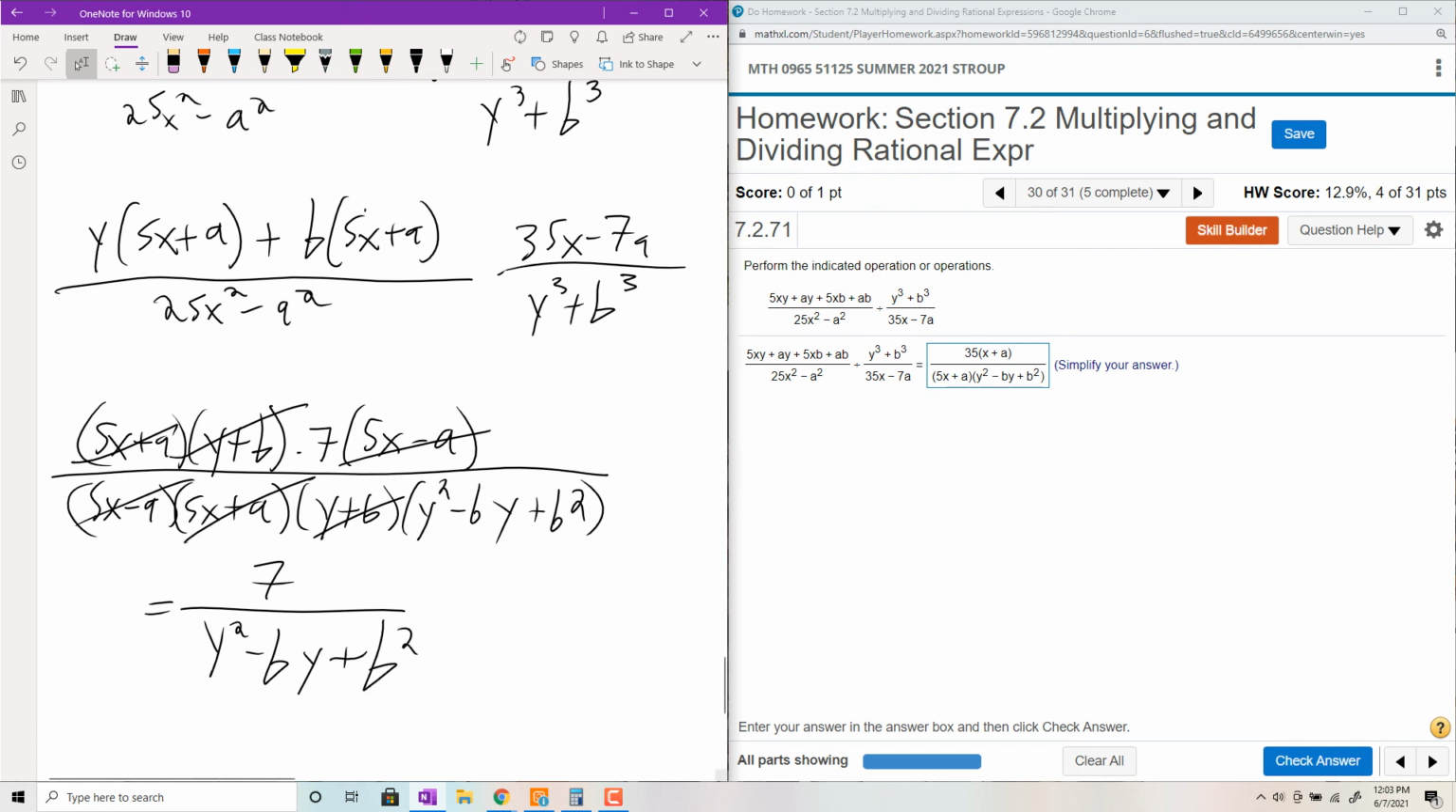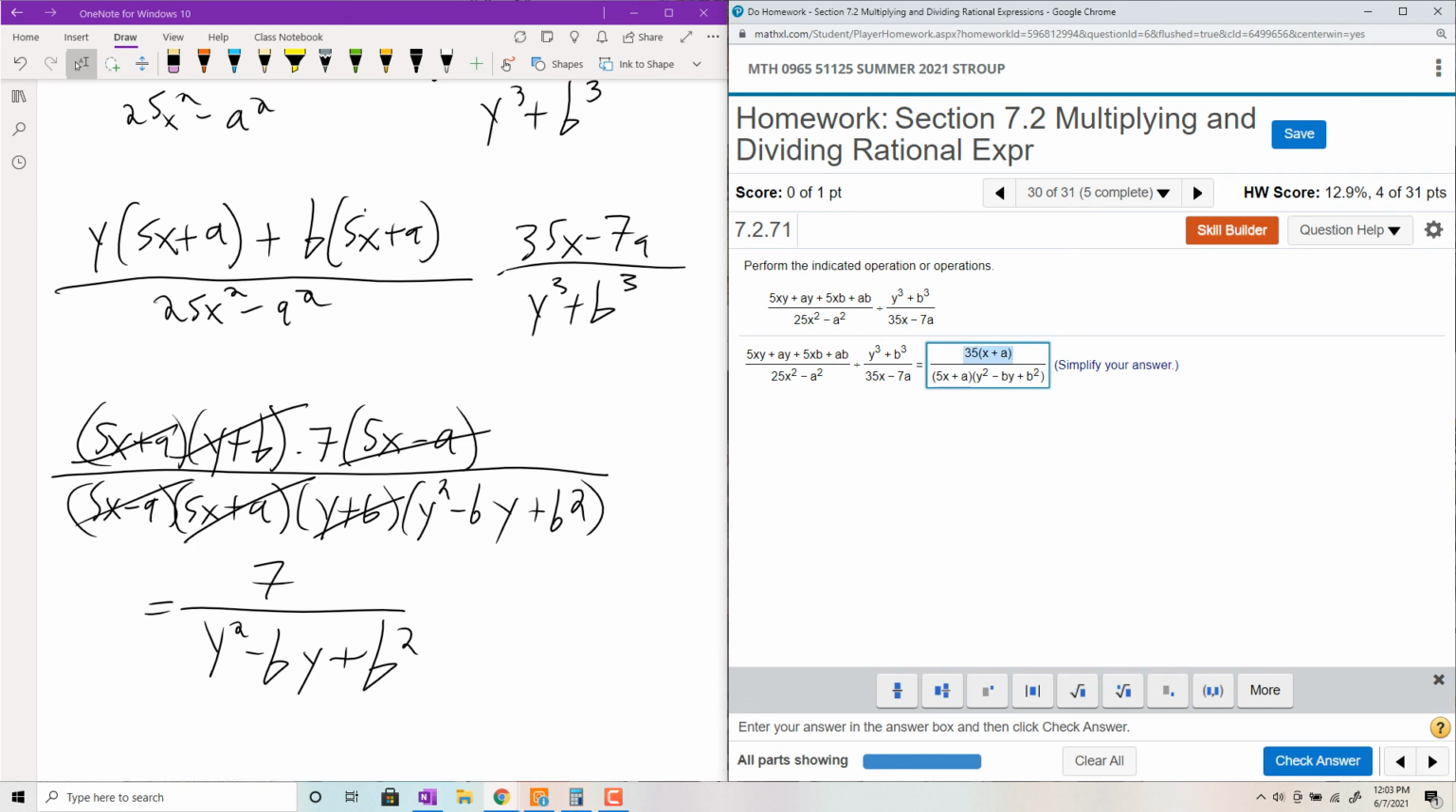And let's see if that works. So this is just 7, all over y squared minus by plus b squared.